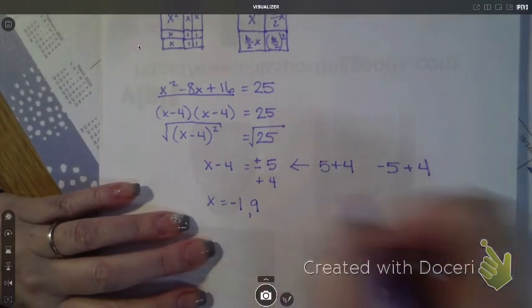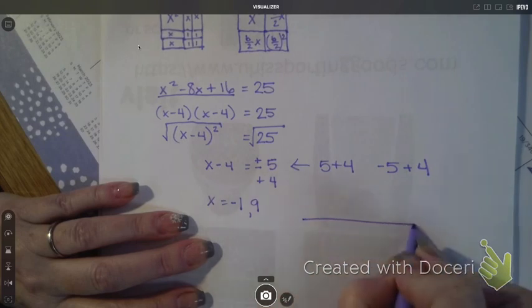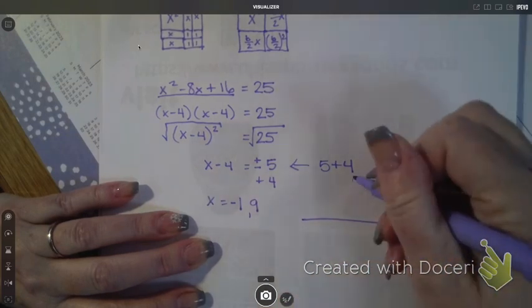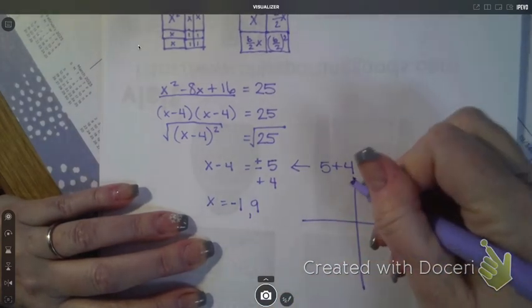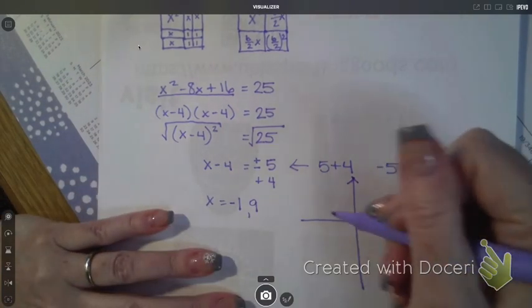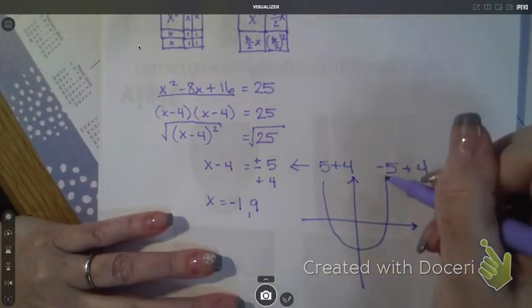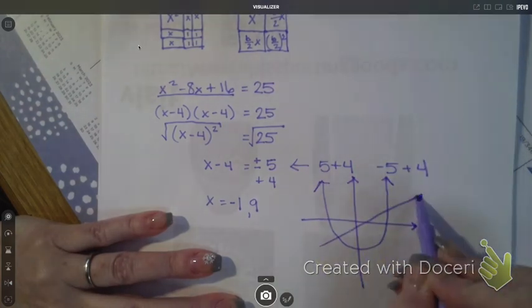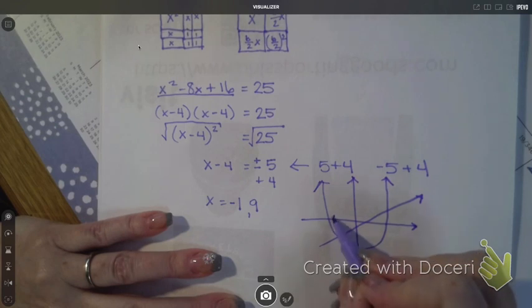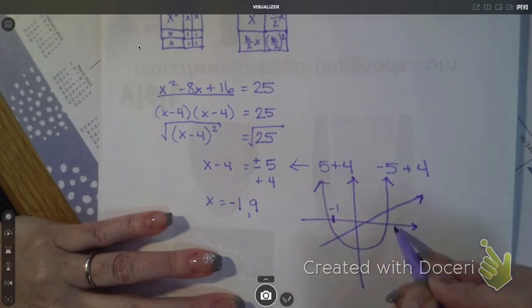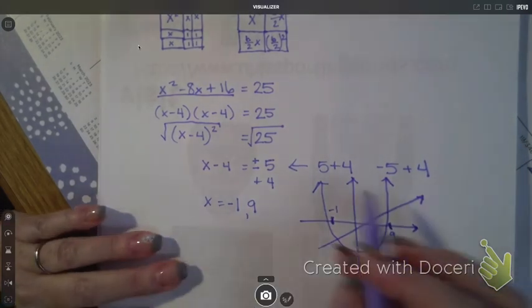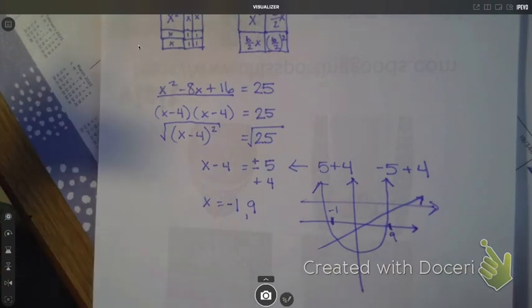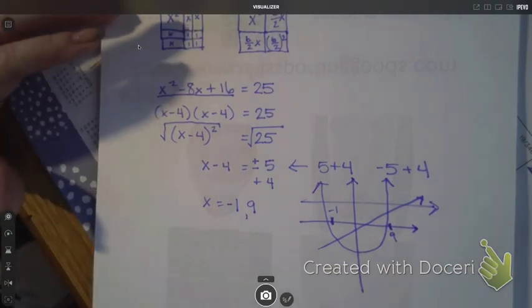So the point of this would be then, those would be x-intercepts, yes? Actually, I'll graph it too. No, we're not. I'm just sketching. They cross at negative 1 and 9. Actually, it should be like this, but okay. So we are going to have to learn to complete the square.